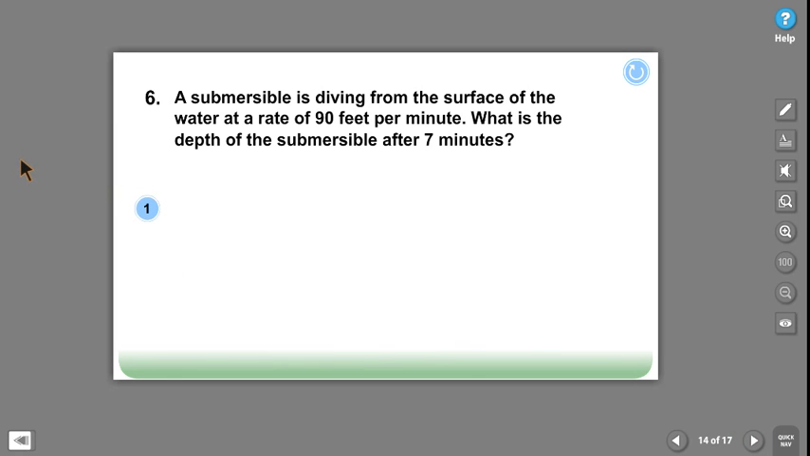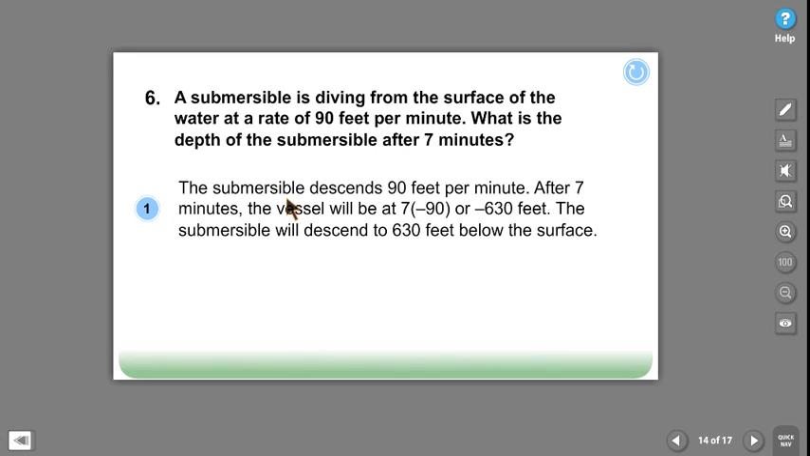Here's example number 6. A submersible is diving from the surface of water at a rate of 90 feet per minute. What is the depth of the submersible after 7 minutes? So here, when you're using this real life example, you have to decide if the integers are going to be positive or negative. Here they're saying the word diving, and when you think about diving, you're actually going down. So that's going to be a negative 90. And after 7 minutes, that's going to be a positive 7. So the submersible descends 90 feet per minute.